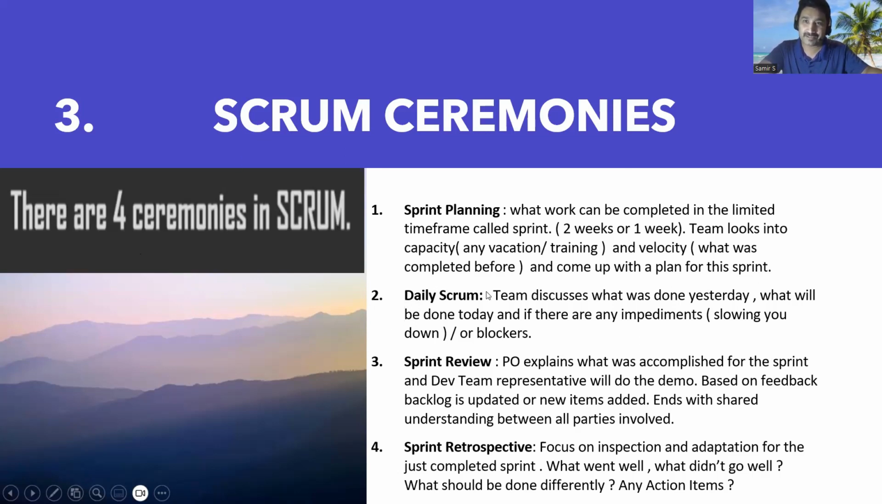The second one is daily Scrum. What is daily Scrum? Every day there is a specific time box allotted for discussing. The team will discuss what was done yesterday, what will be done today, and if there are any impediments. So every team member gets a chance to quickly share what was done yesterday and what they are planning to work on today, and if there is anything blocking them.